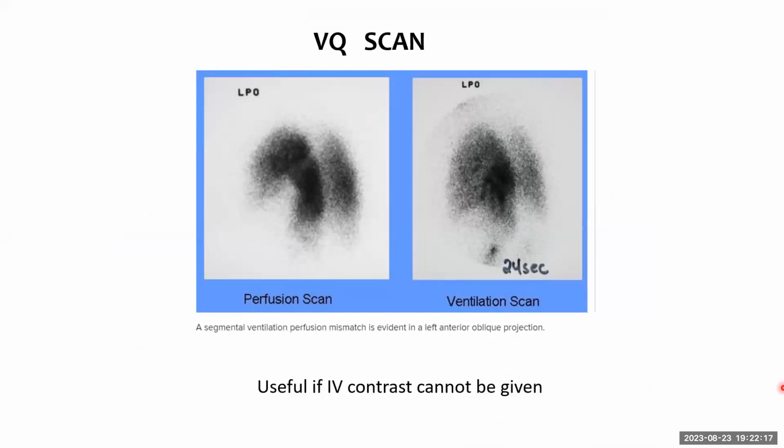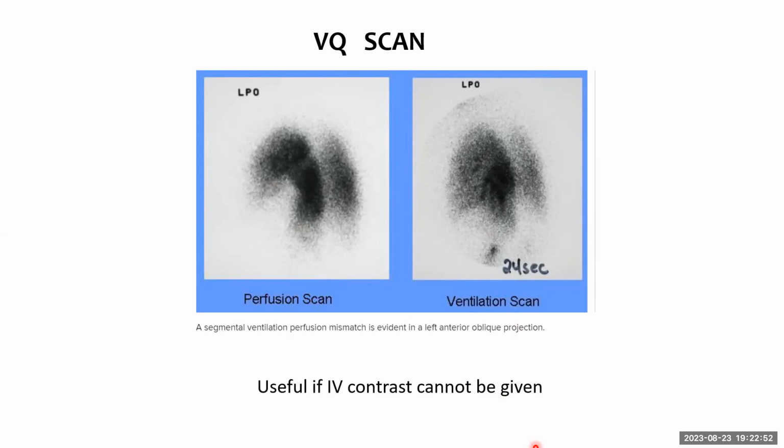Now, this is a VQ scan, which is not so commonly done. It's restricted to certain conditions. The most common indication is if IV contrast cannot be given. So if the patient has nephropathy, you may not like to give IV contrast, and there you do a VQ scan. In a VQ scan, you see perfusion and ventilation. So this is a perfusion scan, and you can see this is not perfused. This is because of the embolus in this area, while ventilation is preserved. So there's a mismatch between perfusion and ventilation, and that indicates an embolism.